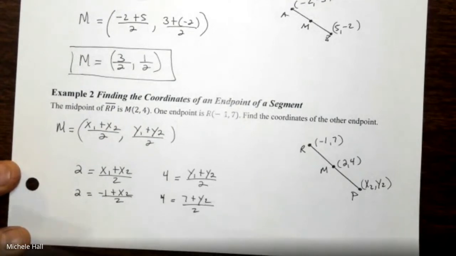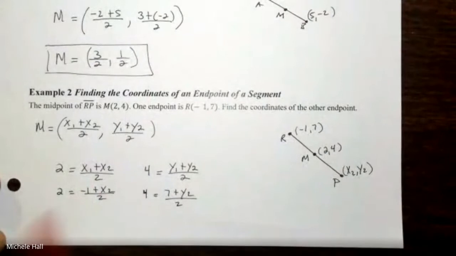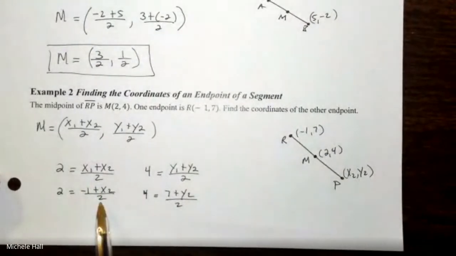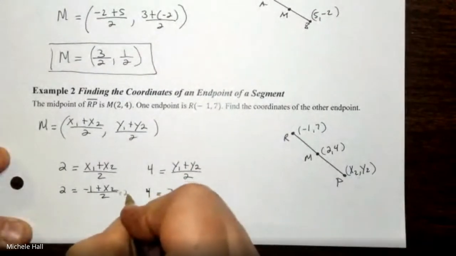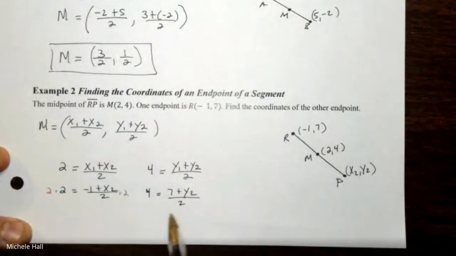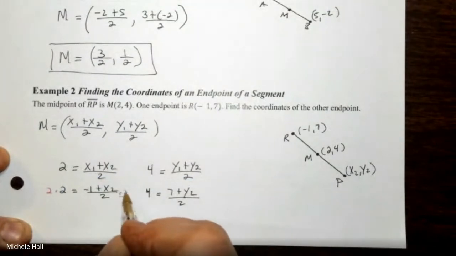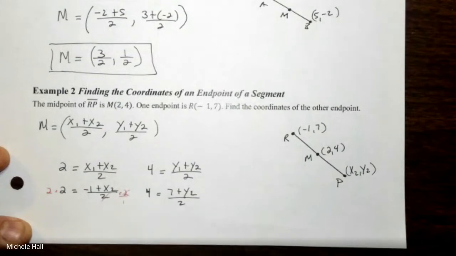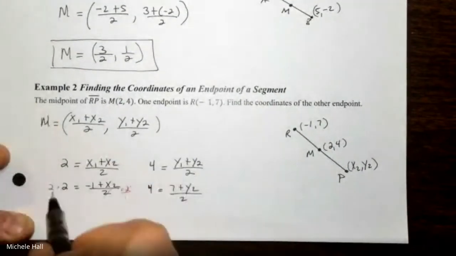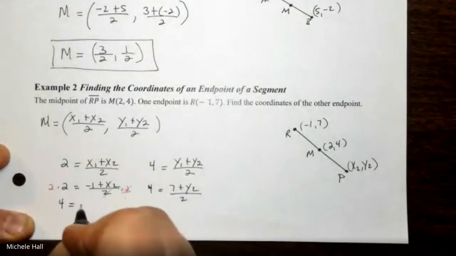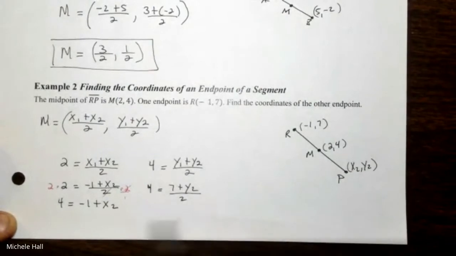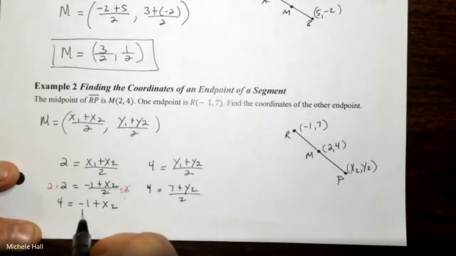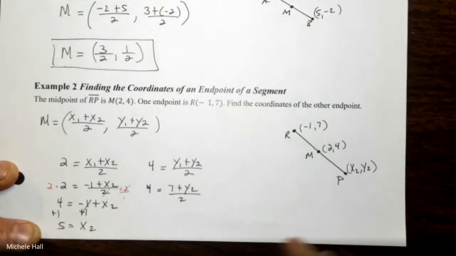To find x2 in this equation and y2 in the second equation, I am focused on how to solve for x2, and I would like to undo the fraction that we have here. I'm going to do the opposite of dividing by 2, which will be multiplying by 2. If I make this a fraction, I can see that 2 in the numerator is canceling with 2 in the denominator. 2 times 2 is 4. -1 plus x2. And now I have a one-step equation where I need to get x2 by itself by adding 1 to both sides. And we found that x2 equals 5.